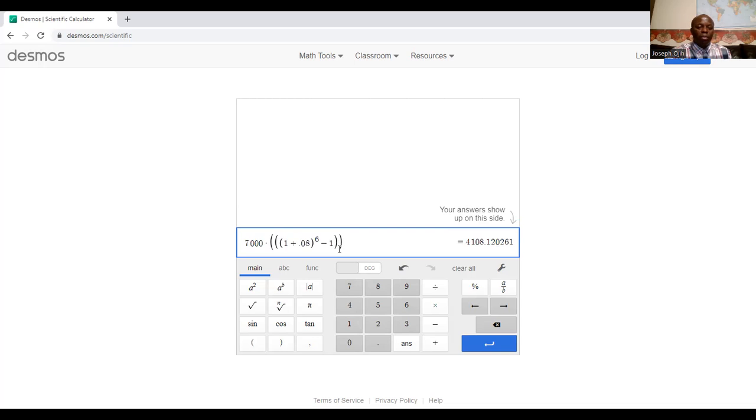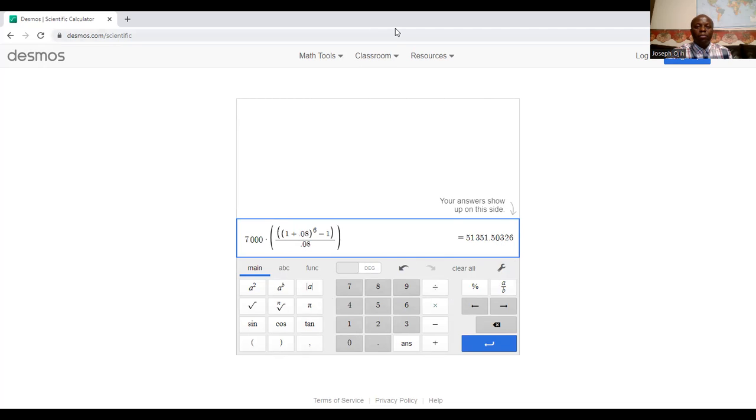Okay, let me put the division here. So the whole of this part and this part divided by r, which is 0.08. So you can see that 7,000 times (1 plus r to the power 6 minus 1) divided by r gives me $51,351.50. So I can see it from our PowerPoint presentation.